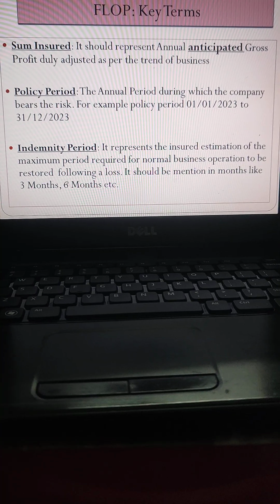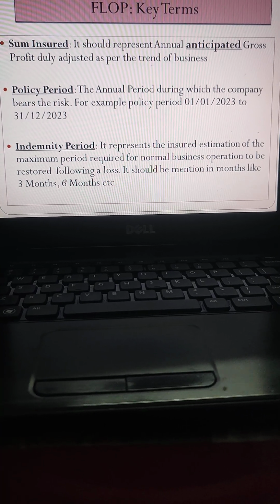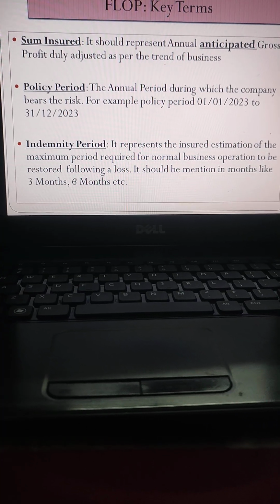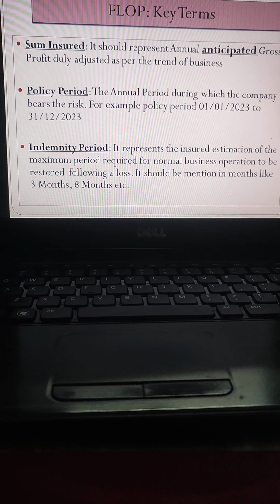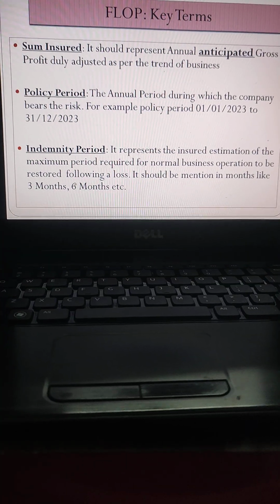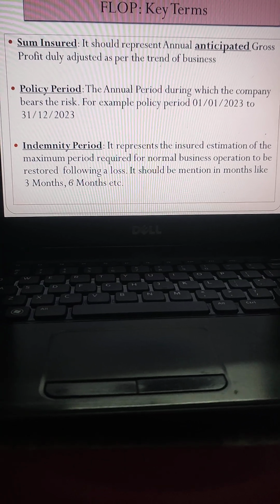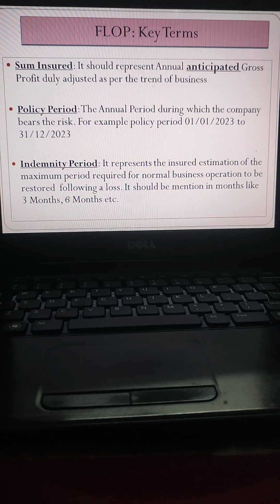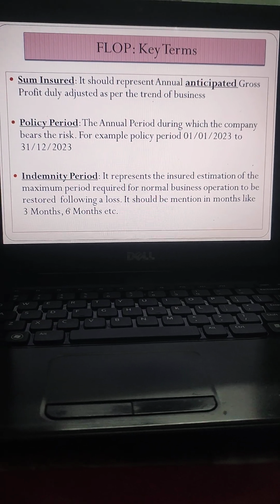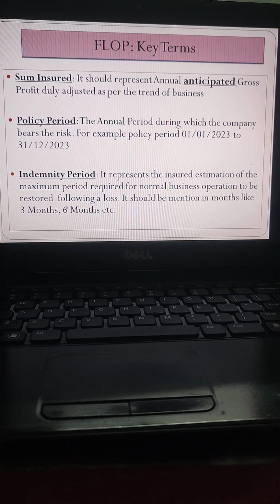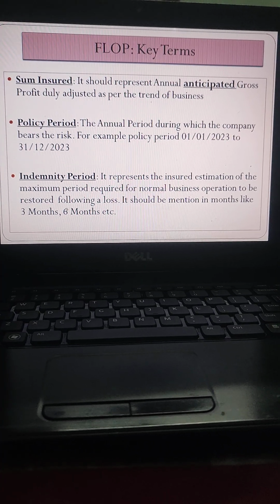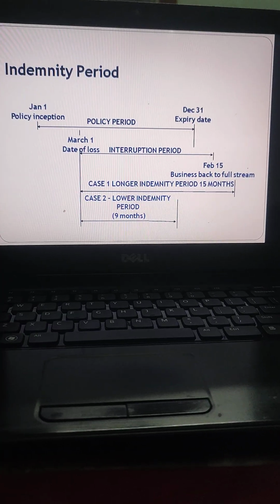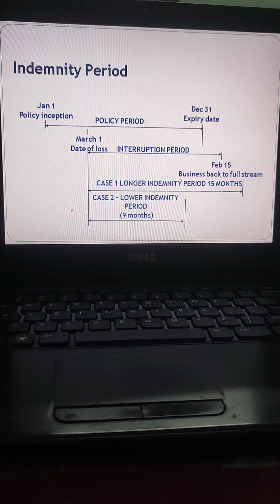Policy period means the annual period during which the company bears the risk. It could be normal policy period like from 1st January to 31st December. Indemnity period is special because it represents the insured estimation of the maximum period required for normal business operations to be restored following a loss. That should be mentioned in the months like 3 months, 6 months, etc. This is the case of indemnity period.